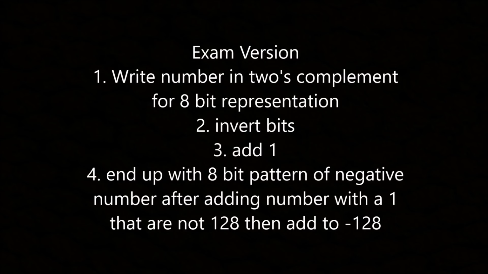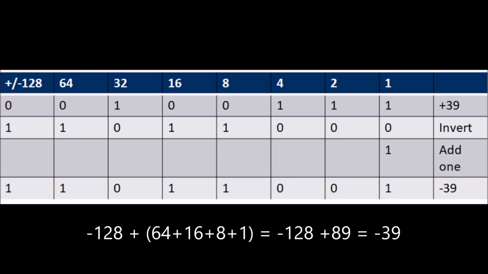The exam version is writing a number in 2's complement for an 8-bit representation. You then invert the bits and add 1, and you end up with an 8-bit pattern of a negative number after adding all the numbers with a 1 under it that are not 128, and then you add that sum to minus 128. Here's an example of how it should look in a table, and you end up with minus 128 plus 64 plus 16 plus 8 plus 1, and that gives you 89, so it's minus 128 plus 89 equals minus 39.